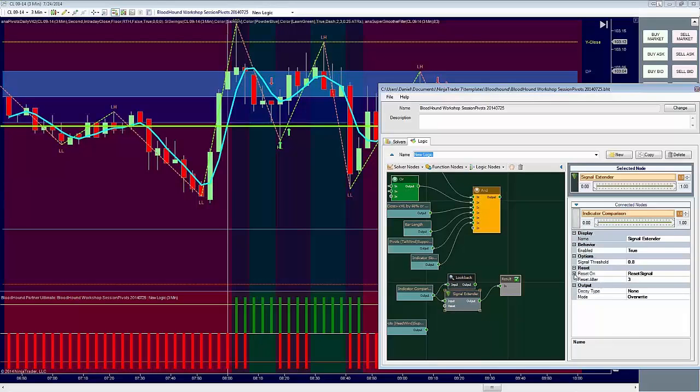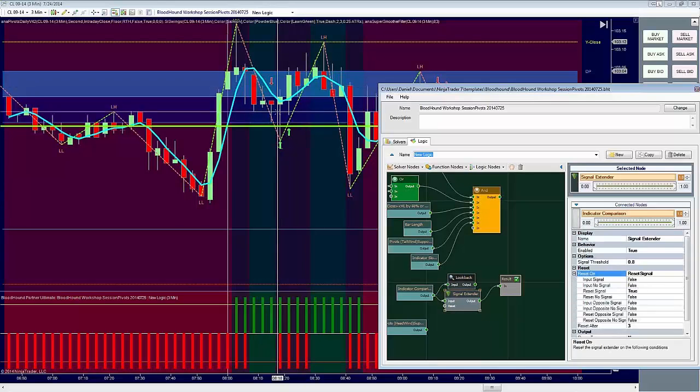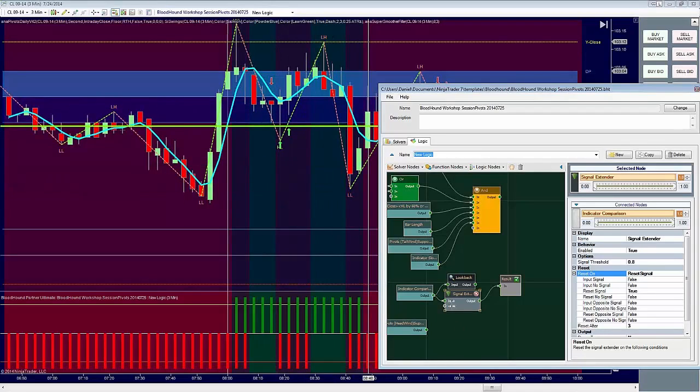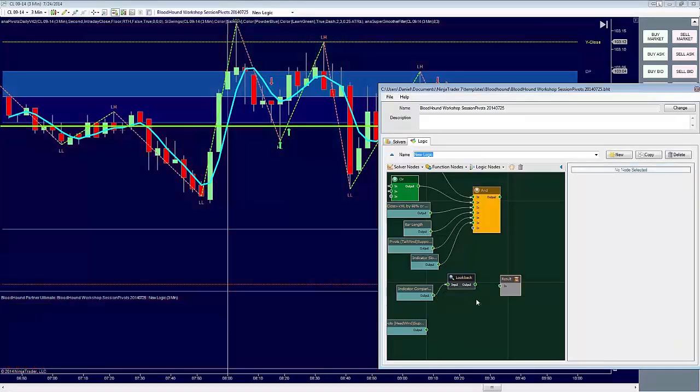So the max function works essentially like a signal extender, except the signal extender lets you reset the extension. Let's say you wanted to extend it forward by 3 bars unless the super smoother filter broke out below the central pivot. So you would extend it up until the point that the super smoother filter broke out of the range. So you can make a reset for that condition.